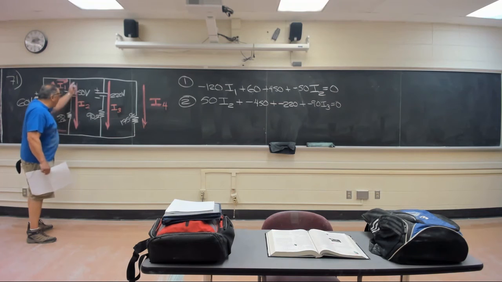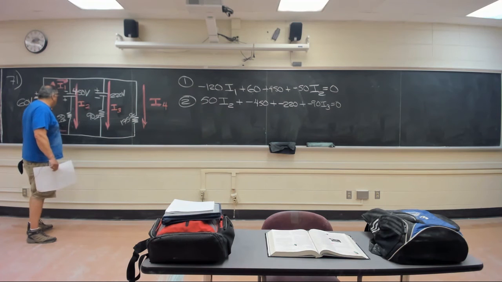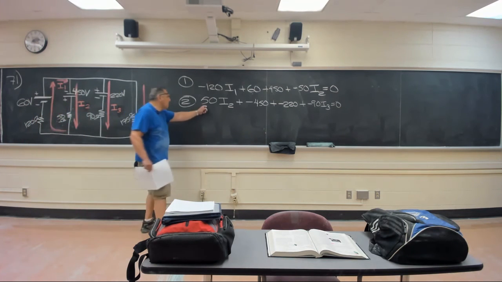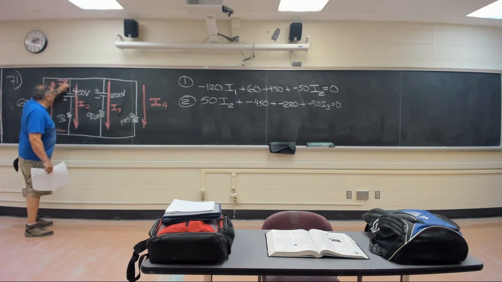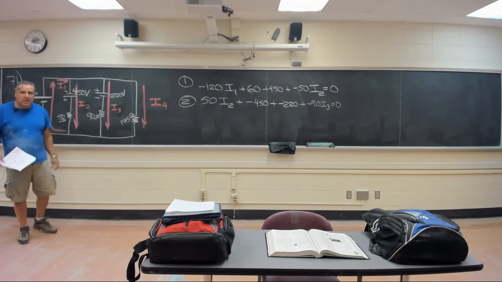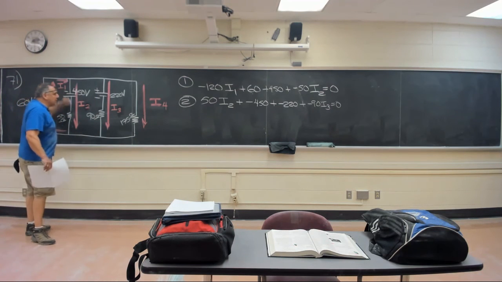Now let's start here. Let's take a walk this way. The current's going this way, and you're going from a low potential to a high potential, so you gain IR, 50 times I2. Using Kirchhoff's rules, you're going through the battery the wrong way, in the sense that the battery's not helping you, it's fighting you. That's what I mean by the wrong way. So it's going to be minus 450. Sounds good to me.